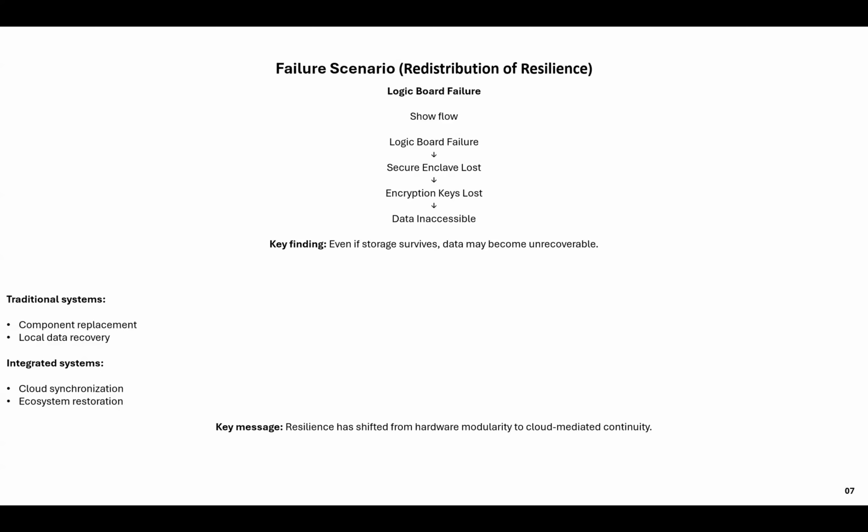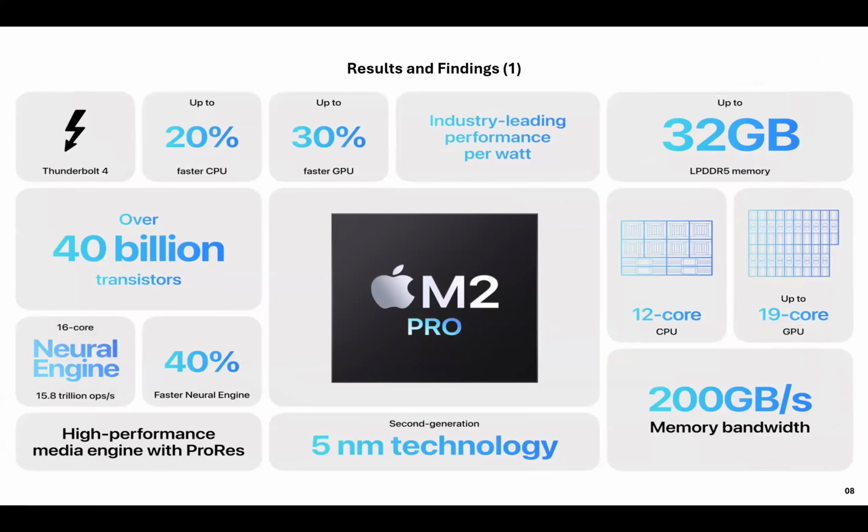So resilience has shifted from hardware modularity to cloud-mediated continuity, but at the same time, it also leaves a huge block of broad failure when you have inaccessibility to your own data and you're using this performance from a secure and encrypted device. So it has both contextual awareness, but also, at the same time, some issues you cannot ignore.